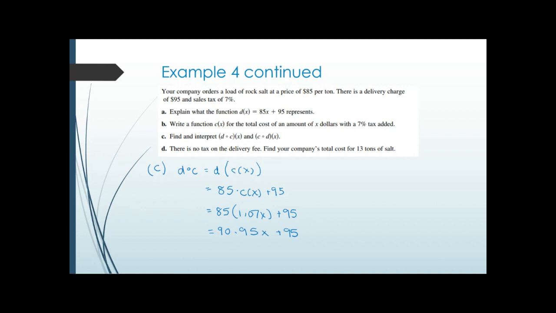If the sales tax is only on the rock salt and not the delivery, because we're not multiplying the $95 by tax. So interpret means this would be the cost if only the rock salt is taxed. Because that's the only part of the equation we multiplied by 1.07, the equation for tax.